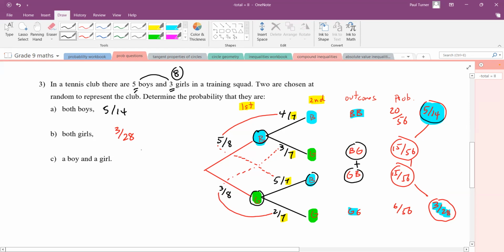So you're going to get 15 out of 56 plus 15 out of 56, which is 30 out of 56, which will be 15 out of 28 as your final answer.